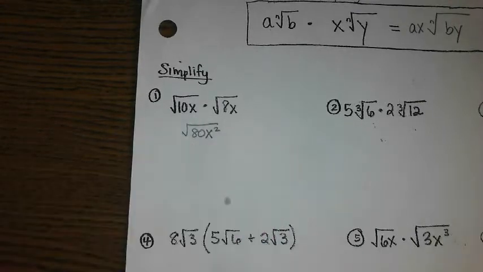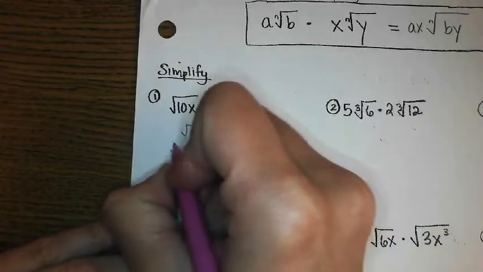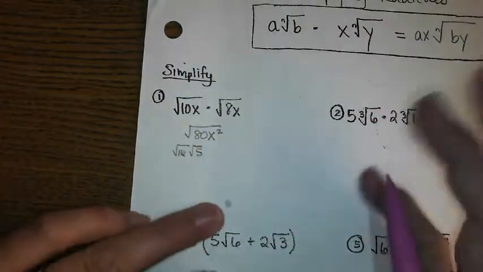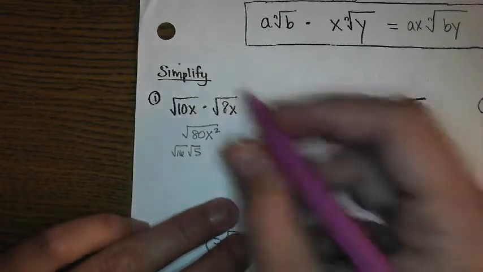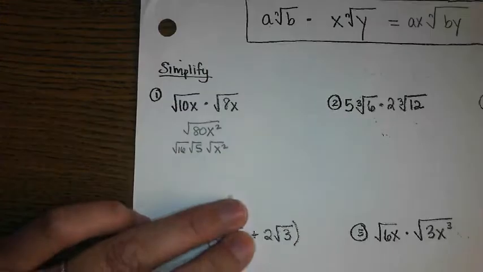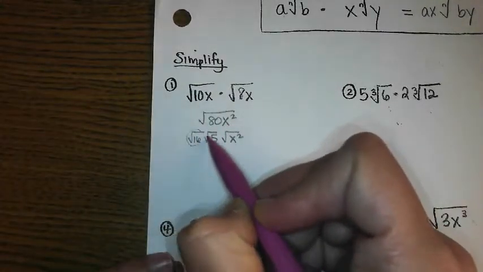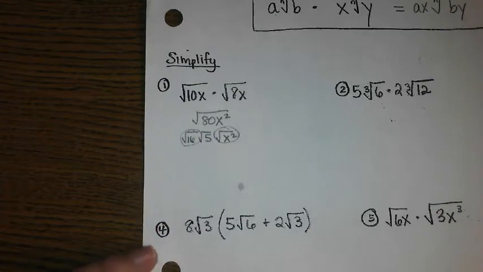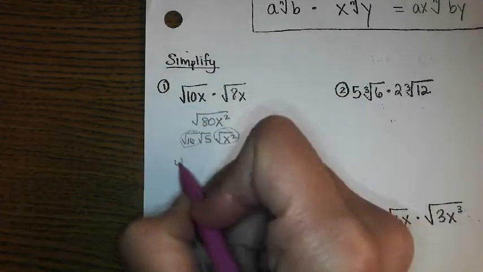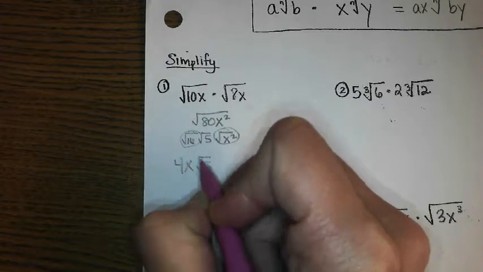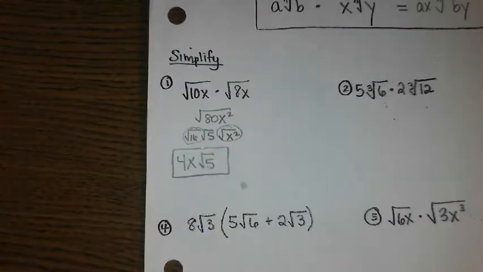So multiply first, then simplify. Now, how can I break down 80 into something useful? What times what? Looking for something that's a perfect square that goes into 80. Micah? 16 times 5. Root 16, root 5. How about x squared? Do I need to break that down? No. It will simplify. I just don't need to split it up. And then of that, I've got the root 16 and the root x squared. Root 16 gives me 4. Root x squared gives me x. And then I just have a root 5. Multiply first, then simplify.